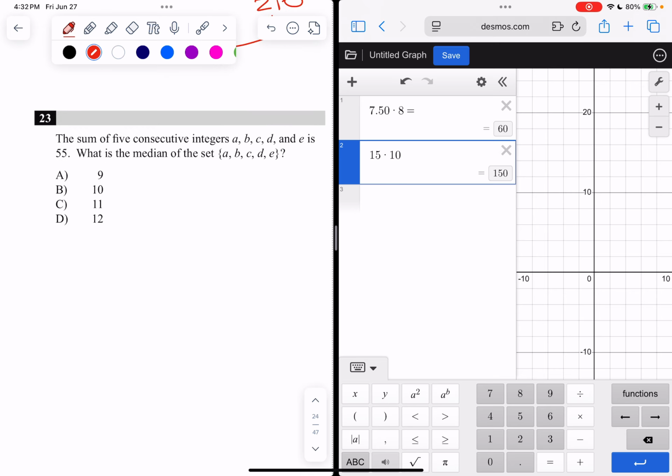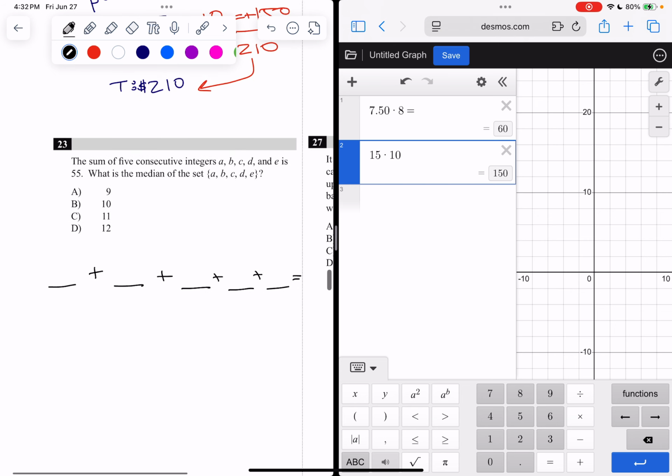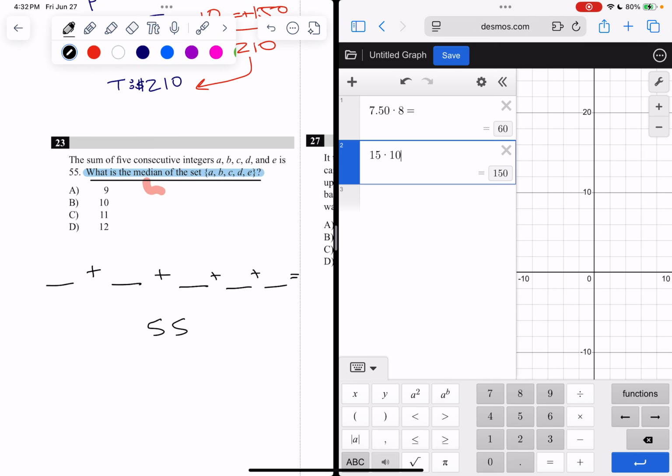Let's take a look at this guy. It says the sum of 5 consecutive integers, A, B, C, D, E, is 55. What is the median of the set A, B, C, D, E? The median begs the question, what's a median? The median is the number in the middle when the numbers are listed in order. So it would be this guy if the numbers are listed in order. Yes? So these are 5 consecutive integers. The median is the one in the middle.